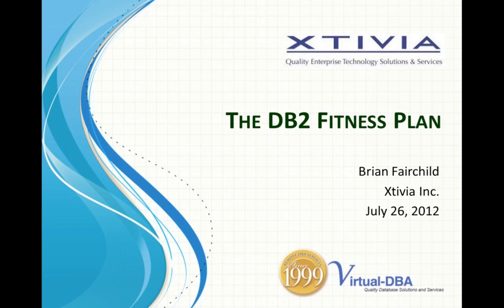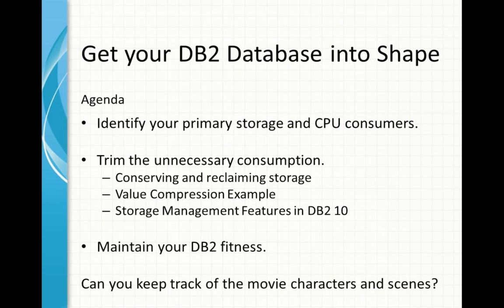Well, let's do that. Thank you, Ray. So today we're going to talk about getting a DB2 database into shape, primarily identifying our primary storage and CPU consumers. We're going to talk about how to trim unnecessary consumption by conserving and reclaiming storage. I'm going to give an example of value compression, and I'm going to talk about some storage management features that are new in DB2 10. Most of my presentation is based on DB2 version 9.7. We will touch on DB2 10.